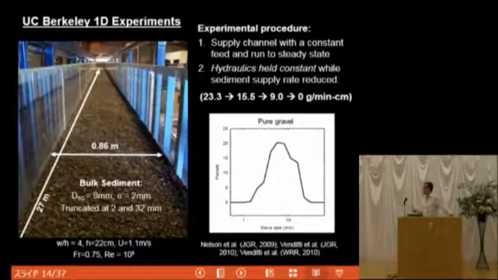I think a really nice example of this process is from some experiments that we did at UC Berkeley, I think about 10 years ago now. And we basically did the same experiment as they did, except we decided that we were only going to use gravel, right? We wanted to see what happened when we eliminated the sand from the process. So what we did is we did the same thing. We supplied the channel with a constant feed. We ran it to a steady state. We held the hydraulics constant, and then we started reducing the sediment supply to the channel. And in fact, we actually completely eliminated the sediment supply at some point.